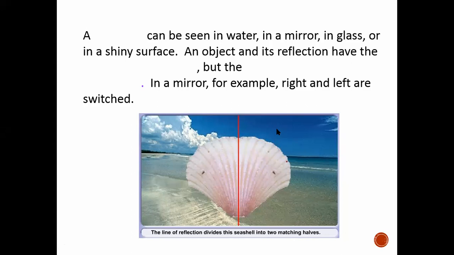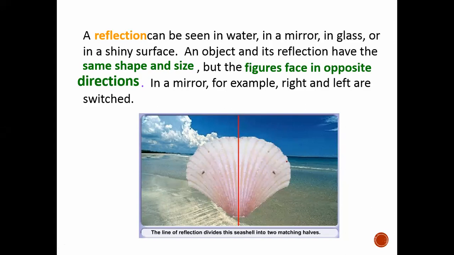Okay, the next part of transformation is a reflection. A reflection can be seen in water, in a mirror, in glass, or in a shiny surface. An object and its reflection have the same shape and size, but the figures face in opposite directions. In a mirror, for example, right and left are switched.